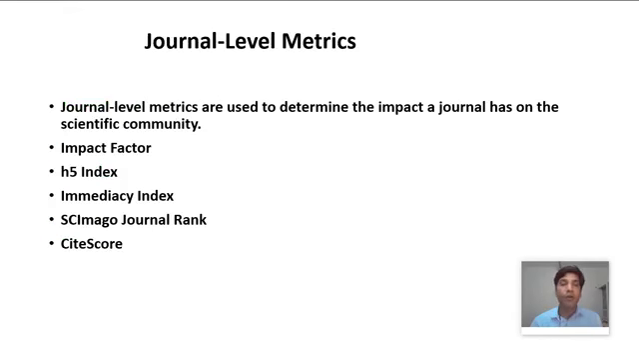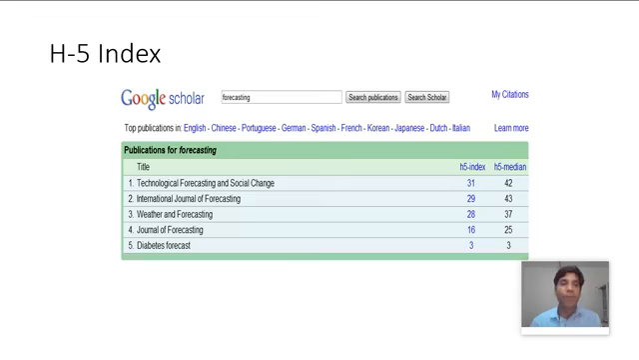There are many author metrics available through which you can judge the quality of publications of any particular author. These are the journal-level metrics: impact factor, H5 index, immediacy index, SCImago Journal Rank, and CiteScore. The H5 index is basically the H index, but calculated for the journal and developed by Google. When you go to Google Scholar, you can find the H5 index of any particular journal.